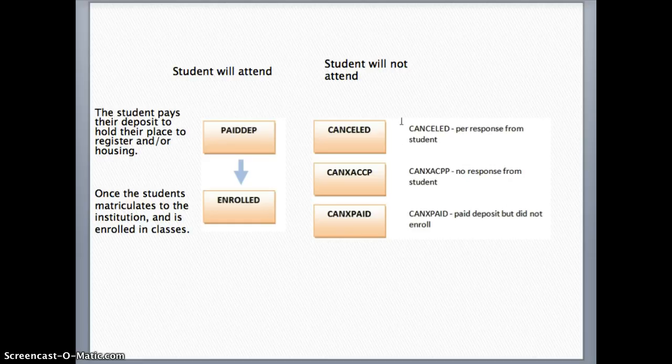Students that have been accepted but don't actually come to the institution will be one of these 3 on the right-hand side: canceled, canceled accept, or canceled paid. All basically saying that they were accepted but didn't come. Thanks but no thanks. It all depends on the response and the circumstance in which they were canceled. The student who sends back saying, no, I'm going to go somewhere else, gets the simple canceled enrollment status. Cancel accept means they were accepted and never sent a response, so we know exactly what it means and why they're not coming to the institution.